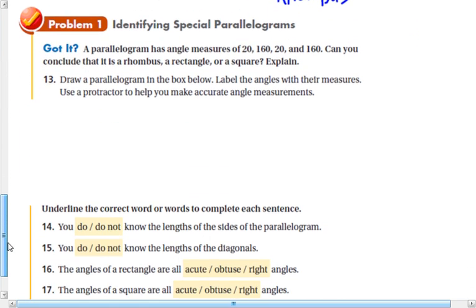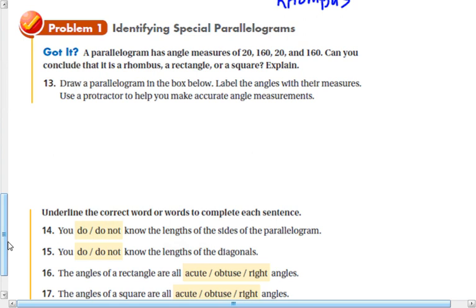All right, you try it here. Read the words and try and figure out what figure they're talking about.